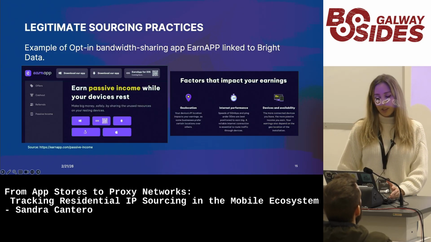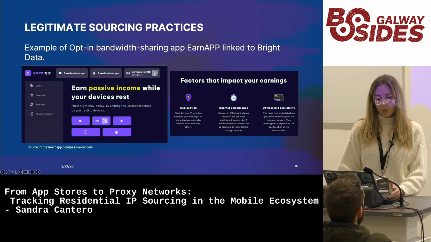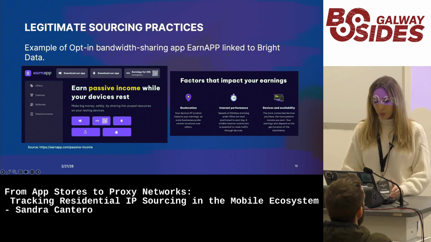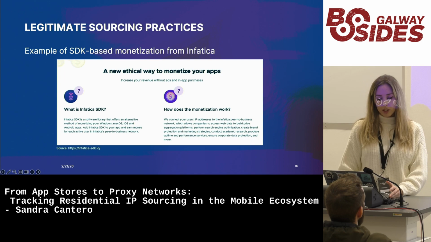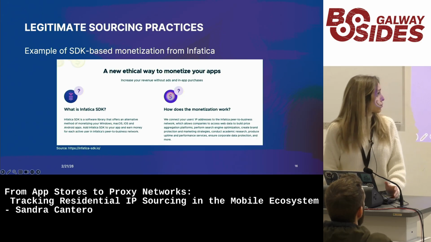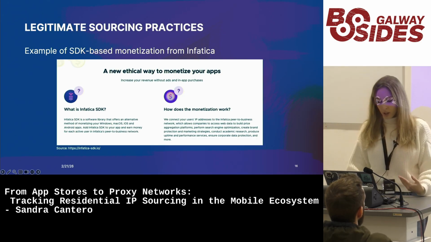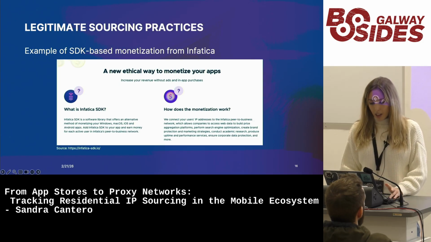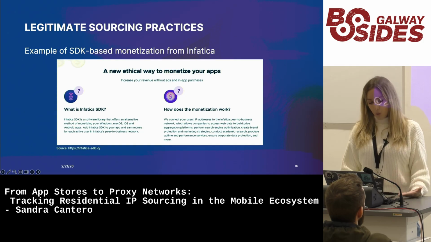Here we have an example of an IP which is linked with Bright Data, which is one of the most well-known and reputable providers. And here we can see that it says that you can earn passive income while you share your device bandwidth. Here we have another example. In this case it is SDK-based monetization from Infatica, and here we can see that they explain what it is about, and they also include the SDK to be embedded in different systems, Windows, Mac, iOS, and Android, and they explain more or less how the monetization works.